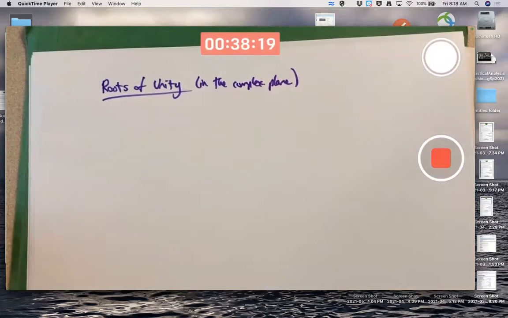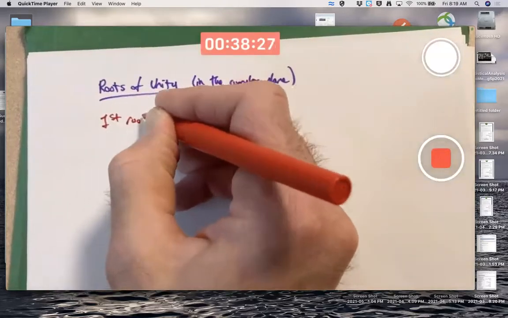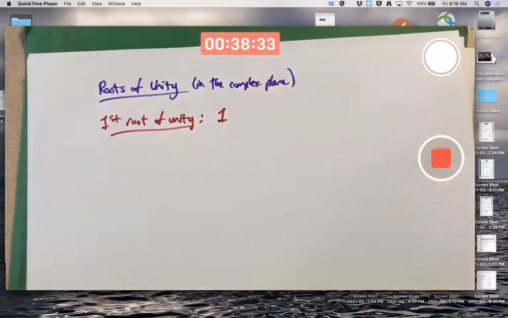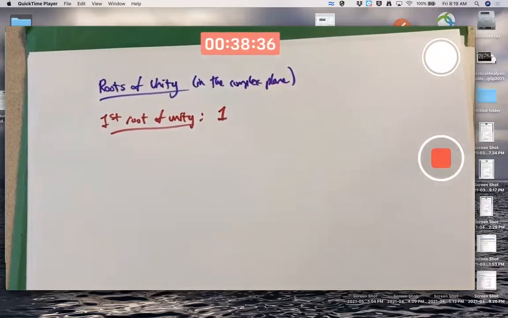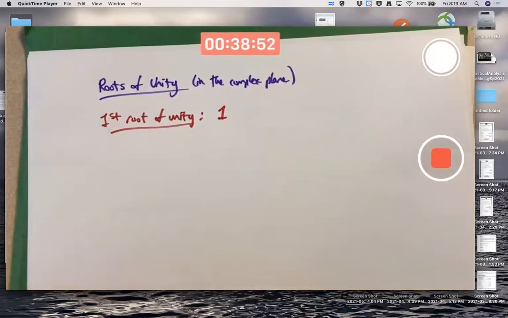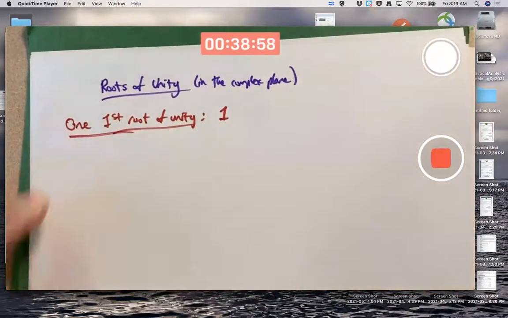Let's build it up by examples, okay? What's the first root of unity? That's simple. That is just the number 1. There's one first root of 1, and it's 1. Right? 1 to the first power is 1. And nothing else to the first power is 1. One first root of unity.